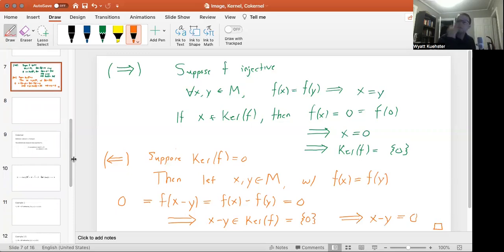So that means that the kernel measures injectivity. If you have anything in the kernel other than 0, your map is not injective. And the more stuff you have in the kernel, the less injective the map is.